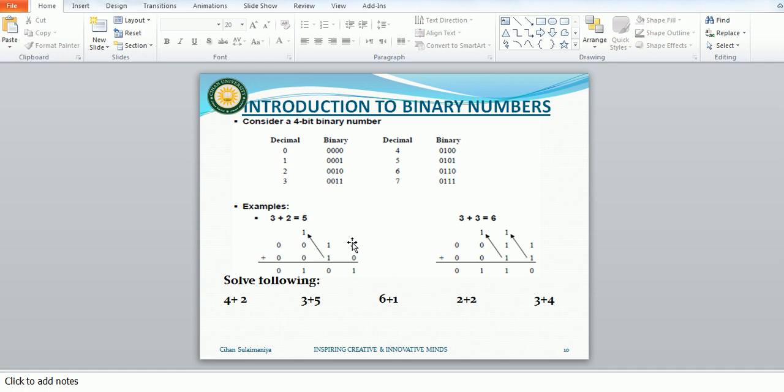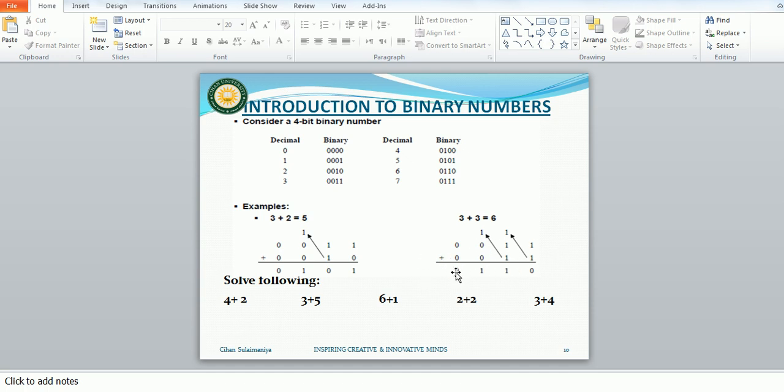So if you add 3 plus 2 in binary, it's 5. If we take another example for addition, say 3 plus 3, so 3 is 0, 0, 1, 1 plus 3, which is 0, 0, 1, 1.